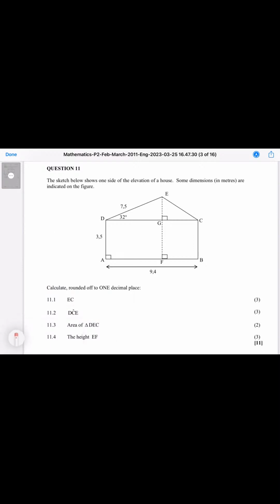So let's see. The first question says, calculate EC, that is 11.1. EC, where is E? Where is C? There is E, there is C. So the question now is, what are we going to use to determine EC?